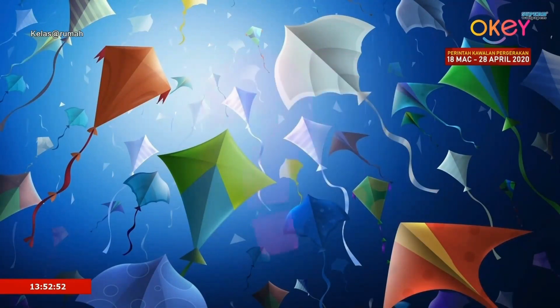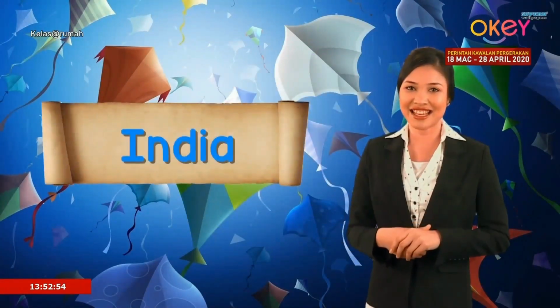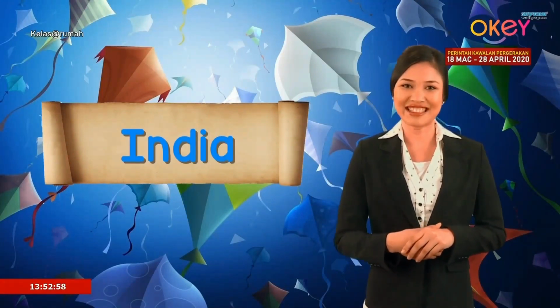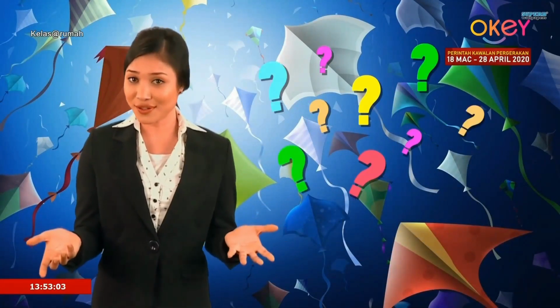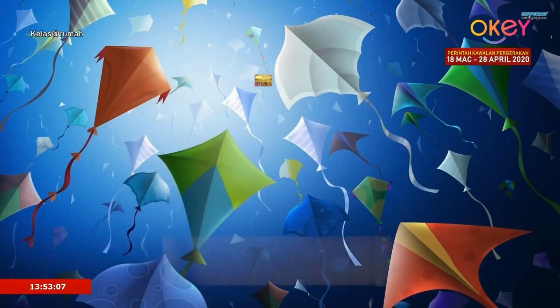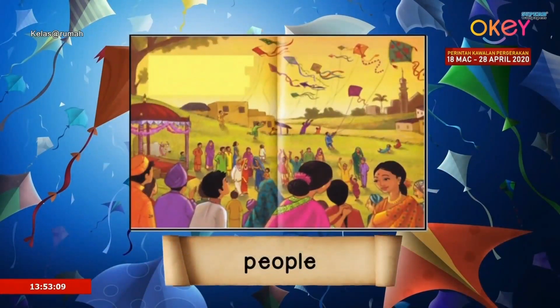The answer is India. Did you get the right answer? You did? Well done. How did you know it was India? What were the clues in the story that led you to the answer? Number 1, people. If you look at the pictures, Anil and his mother and his friends were Indians. The women or girls wore bindi, or a red mark on their forehead. So that tells us the people in the story were Indians.